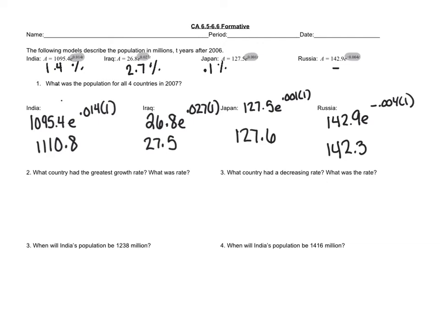This growth rate would be negative 0.4%. So which country has the biggest growth rate? Iraq at 2.7%. What country has a decreasing rate? Russia. What was the rate? Negative 0.4%. When will India's population be 1238?